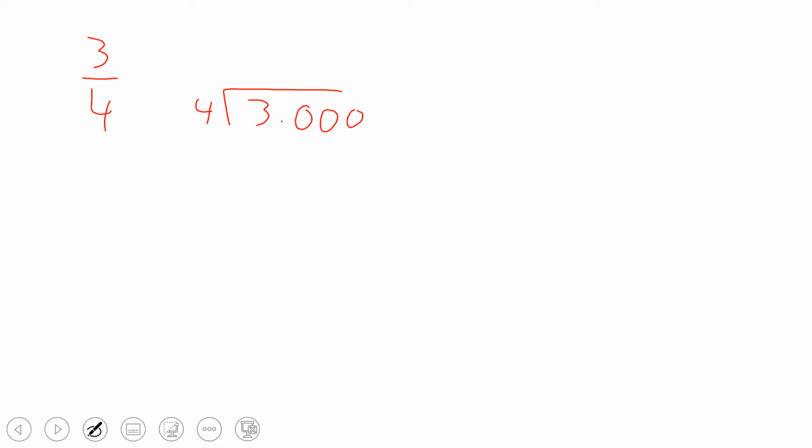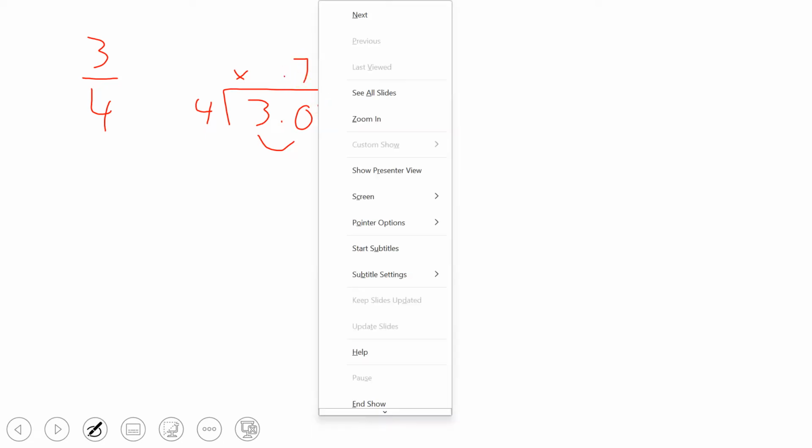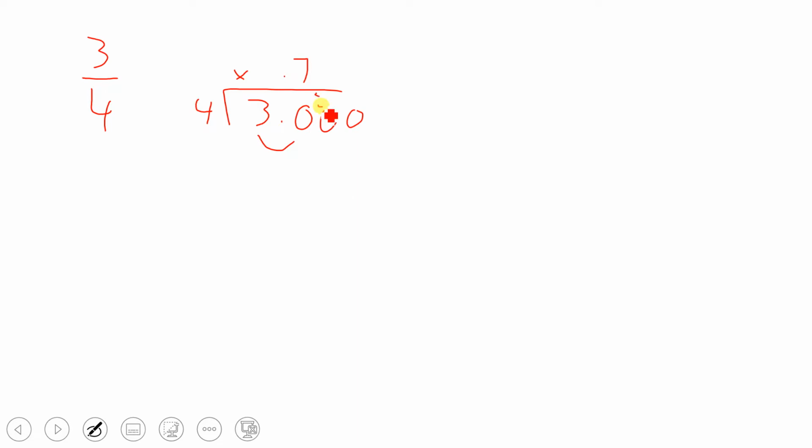4 into 3, it doesn't work. 4 into 30 is, and we'll make sure our decimal places match up. 2 decimal places there. 4 into 30 is 7. 4 sevens are 28, and therefore it's another 2 to get to 30. 2. 4 into 20 is 5. Therefore, 3 over 4, the decimal of that is 0.75, and then we have to multiply a decimal by 100 to get a percentage.